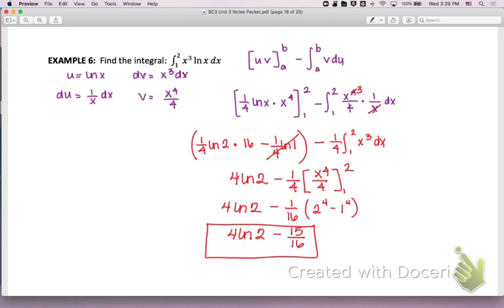So we could stop right there. And so that is it. Just make sure the biggest thing that people miss on these is forgetting to evaluate the u times v. That came from the original integral, so it needs to be evaluated. And that's how you can do the definite integral with integration by parts.